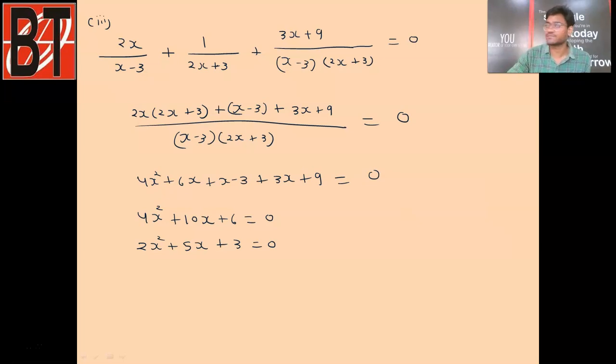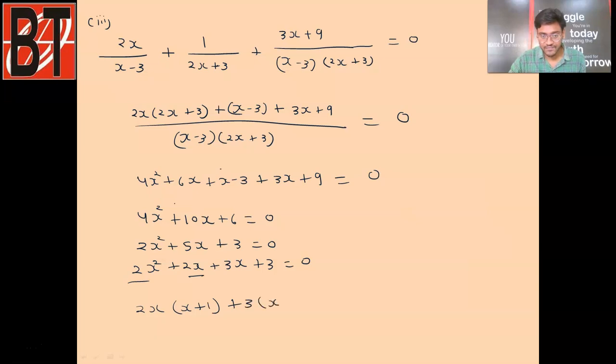3 and 2 are the splitting. So yes, let me just write the final answer. It's 2x square plus 2x plus 3x plus 3 is equal to 0. Now students, out of the first two terms I will be taking 2x common, so I will be left with x plus 1. And it's plus 3, x plus 1 is equal to 0. Now x plus 1 is a common factor. So x plus 1 times 2x plus 3 is equal to 0.